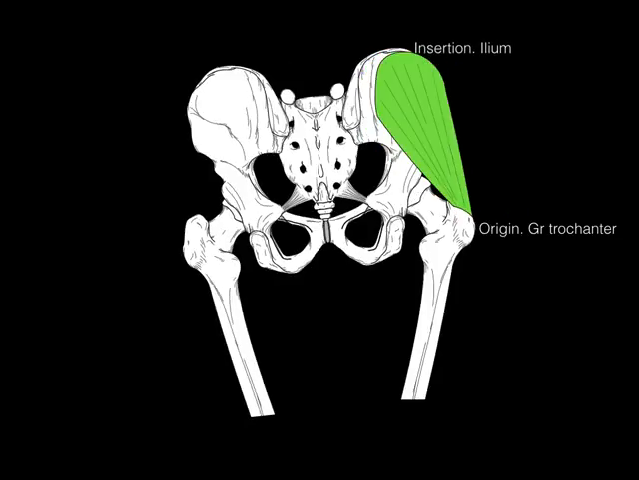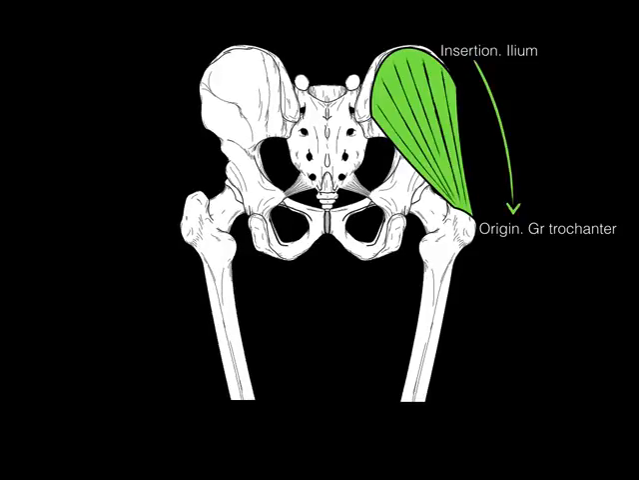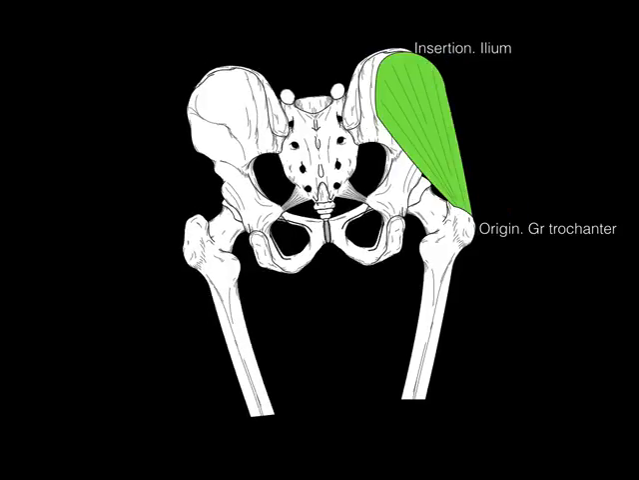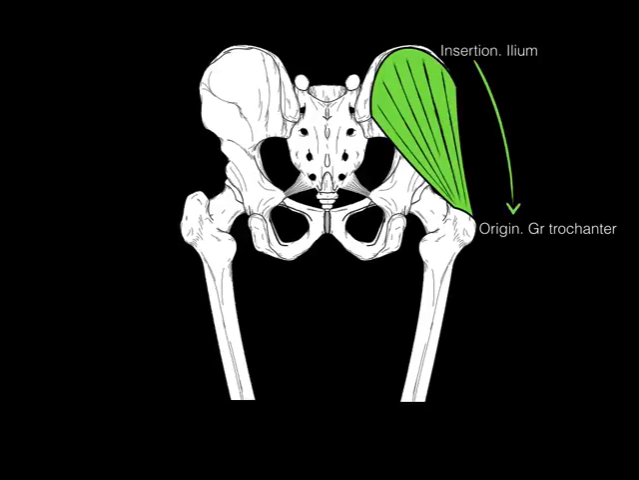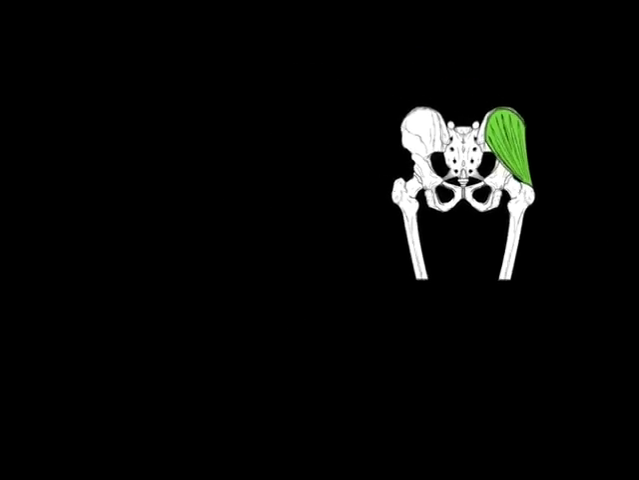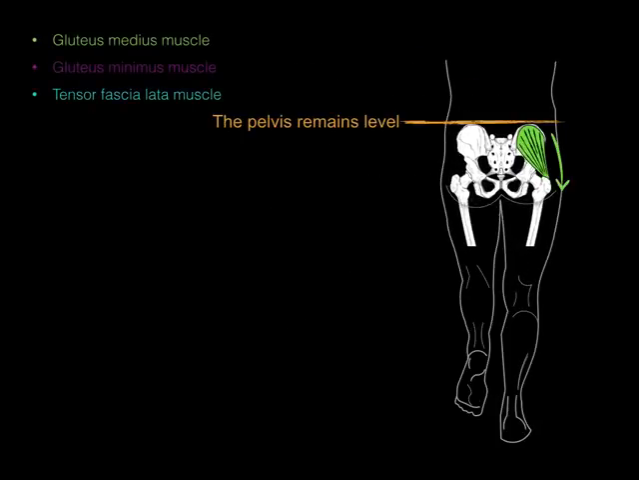So if you were to lift the leg off the ground, the pelvis you'd think would dip, but instead what happens is the gluteus medius contracts and pulls the pelvis to stay level in that fashion. Let's do that again. When you lift the leg off the ground, the pelvis remains level because of the contraction of the gluteus medius. We call that stabilization of the pelvis.